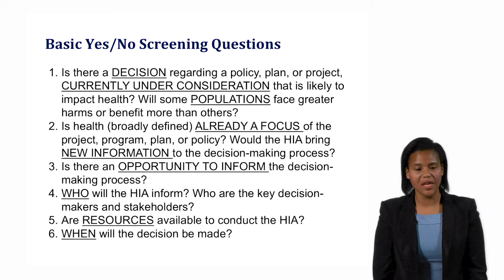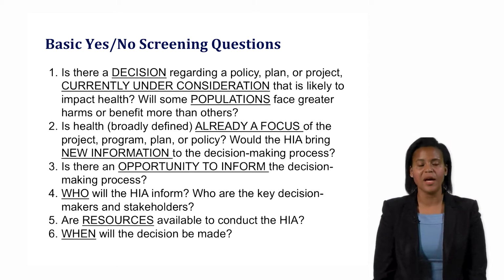Are there resources available? Do we have enough time? Do we have enough money? Do we have to pay to access data? When will the decision be made? This is critical. Because if the decision is going to be made two weeks from now and we cannot do a rapid HIA in that time that would produce valid predictions or estimates, then we might decide that now is not the best time to do an HIA.